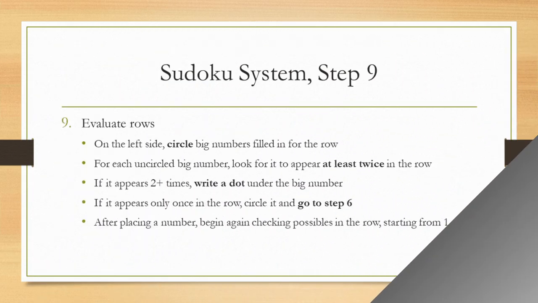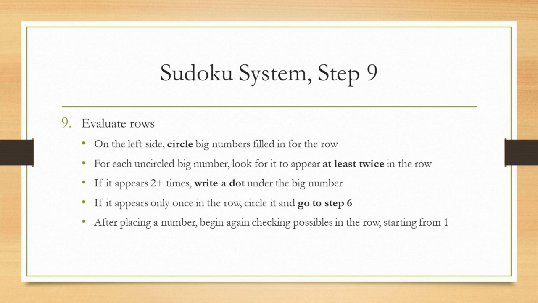Step 9. We do the exact same procedure for the rows, starting on the left side at the top. Circle the big numbers that are filled. For each uncircled big number, look for it to appear at least twice in the row. If it appears twice or more, put a dot under it. If it appears only once in the row, it is a unique and you should go to step 6 to fill it in. After placing a number, you should begin again checking possibles in the row, again starting over from number 1.